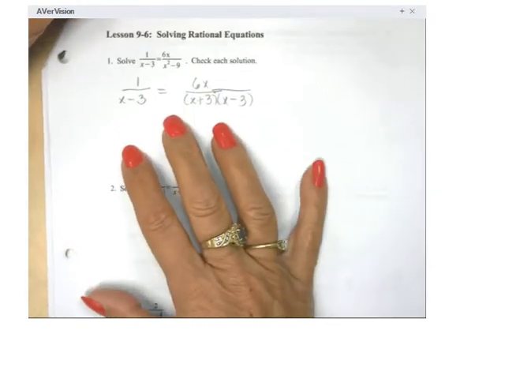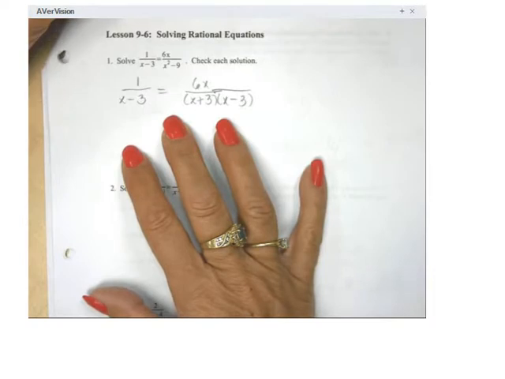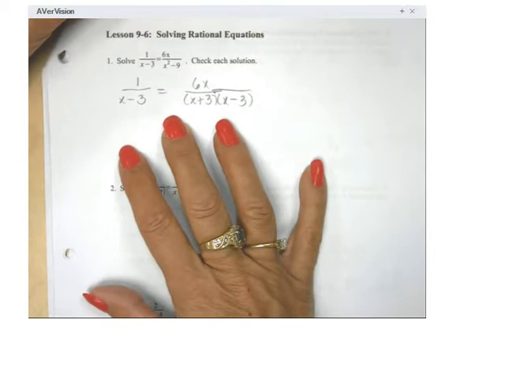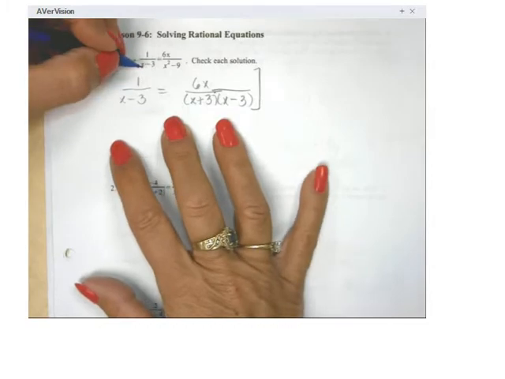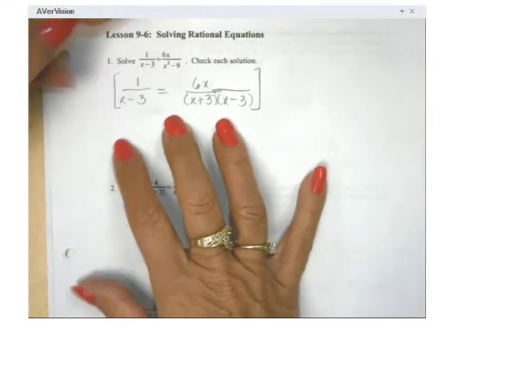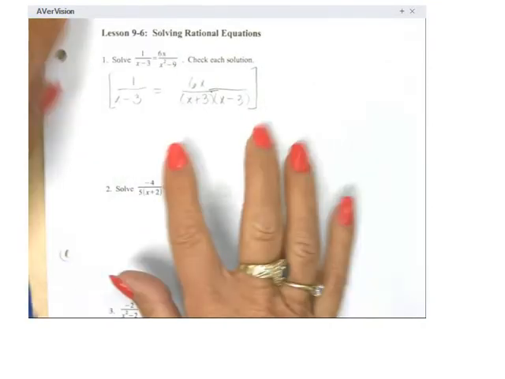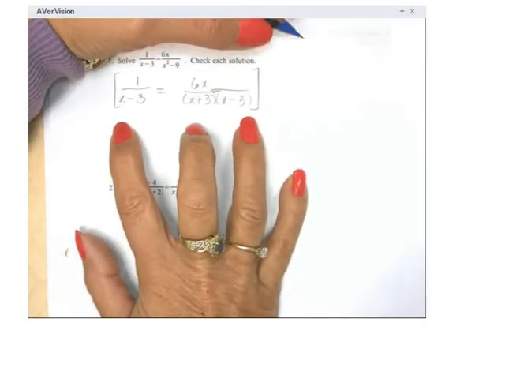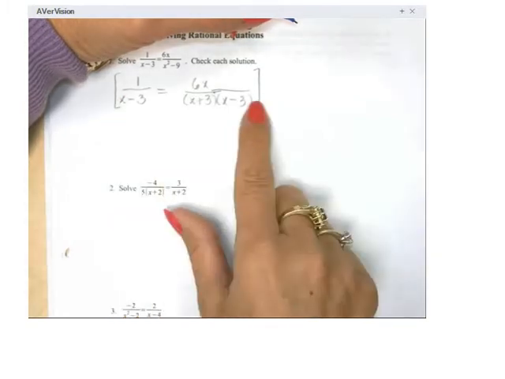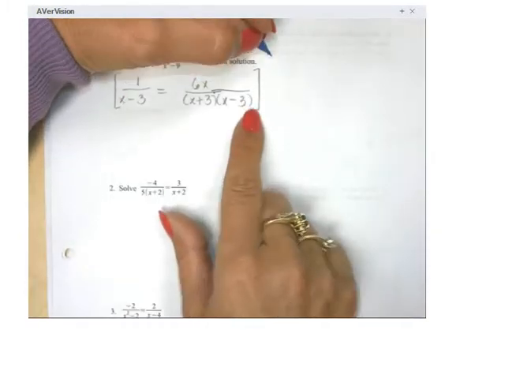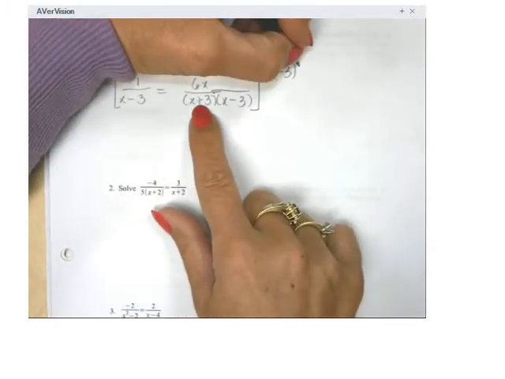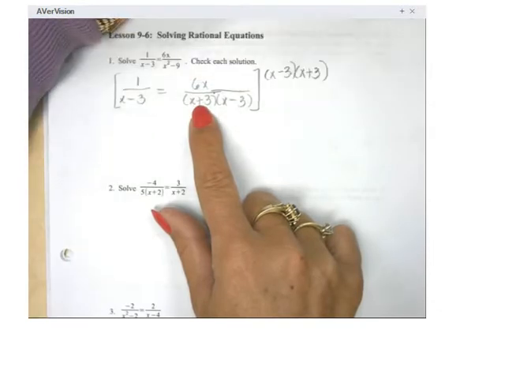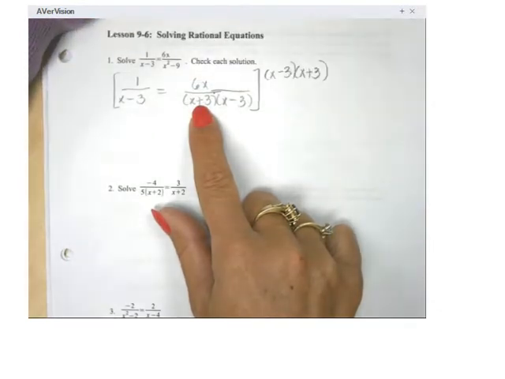Now, this technique is you basically are going to multiply both sides by the least common denominator of all your fractions. So I'm basically clearing my fractions by doing a multiplication. I like to do this where I write one big bracket around the whole problem, and I'm going to multiply by the least common denominator of all my fractions. So I know I need an x minus 3, and I know I need an x plus 3. That's my least common denominator for this situation.